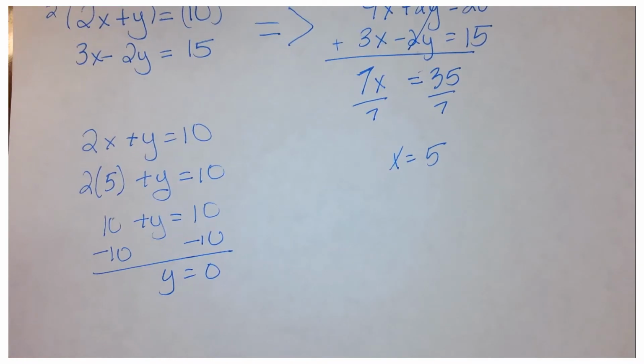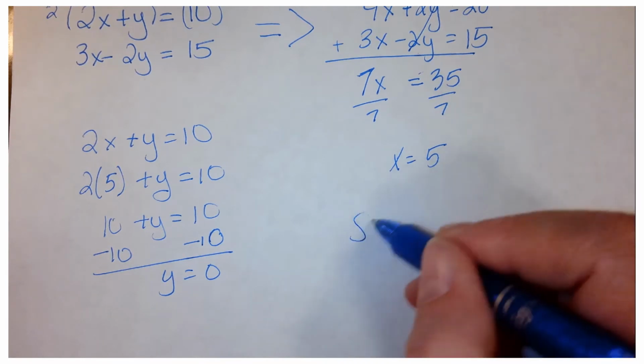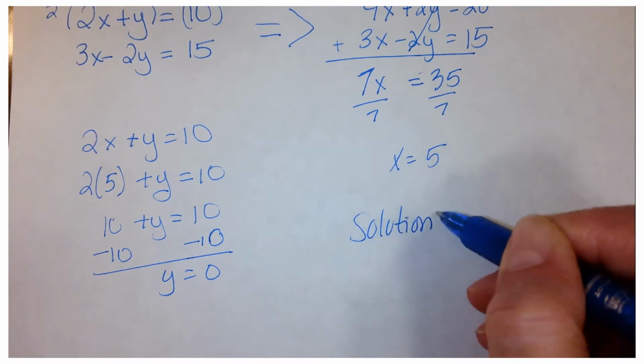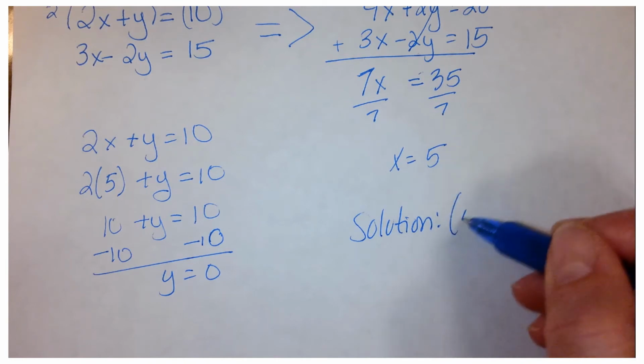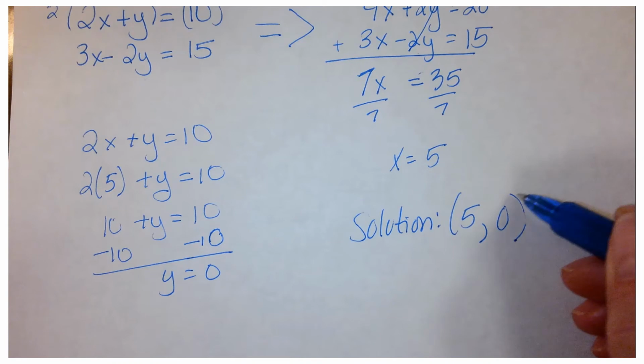So don't panic. One of the variables could actually have an answer of 0. What would that point be here? What would our solution be? Our x value is 5. Our y value is 0.